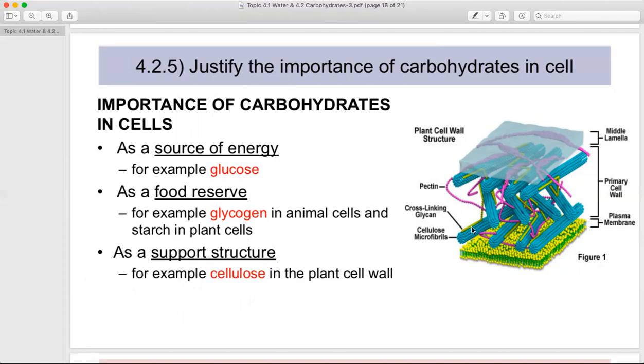So, this is the structure of the cellulose dekat cell wall pada tumbuhan. Bila kita zoom in, structure dia macam ni. So, this is the cellulose microfiber. So, that's why with the presence of the cellulose, cell wall become rigid and fixed.